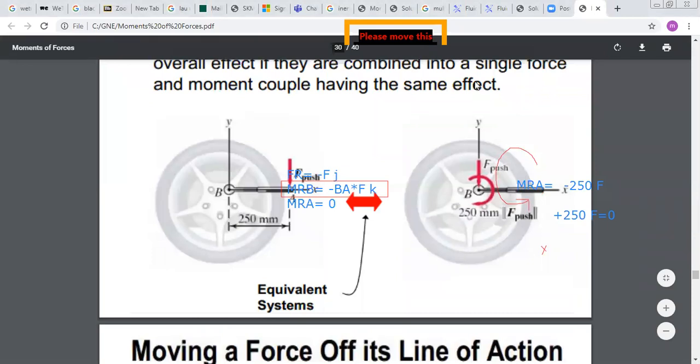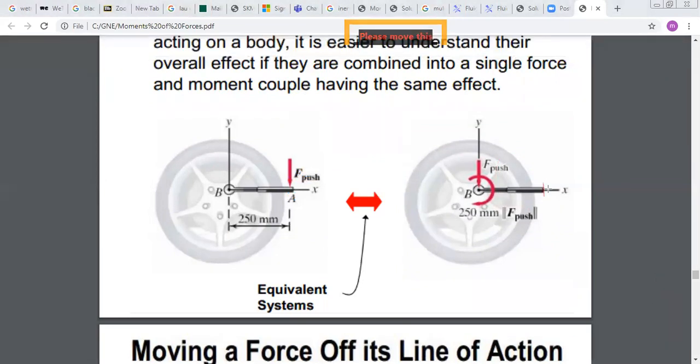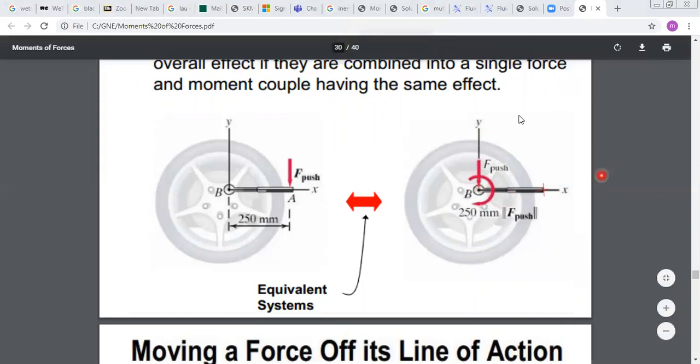Okay. Look, this is A here. When you want to do the sum of moment about A, you should take the effect of the couple. So you have this couple, and you have the moment of the force. We say that the couple is a free vector. So if you have a moment acting at B, it will be the same moment acting at A. So when you do the sum of moment about A, you should take into consideration this couple. This couple is in the clockwise direction equal to 250 times F.